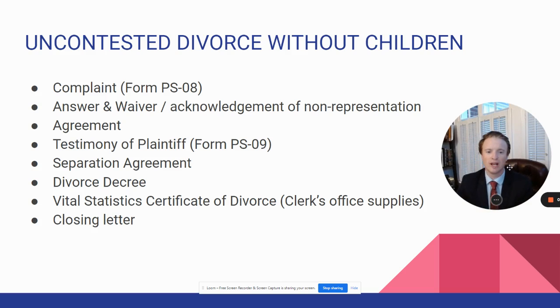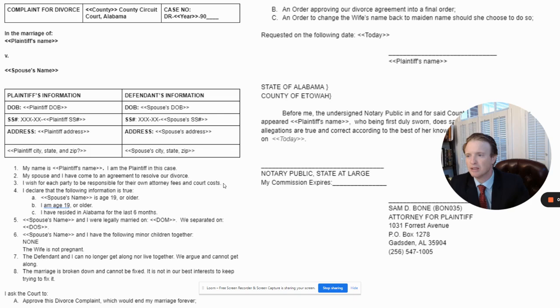Okay, there's two different ways to do it. There's different forms if you have children involved. When I say children involved, that means if they are under 19. If they're 19 or older, then you still use this one right here. Okay. You're going to need a complaint, answer and waiver agreement, testimony form, separation agreement, divorce decree. You'll have a vital statistics certificate of divorce, and the clerk's office will do that for you. And then a closing letter. The attorney's going to send the closing letter to you.